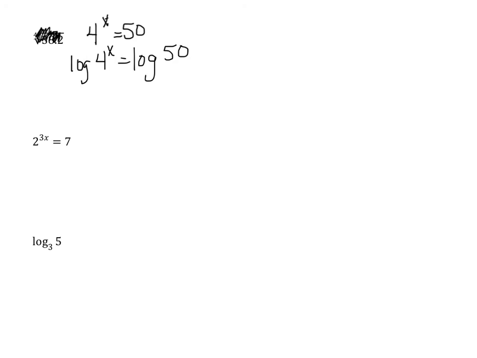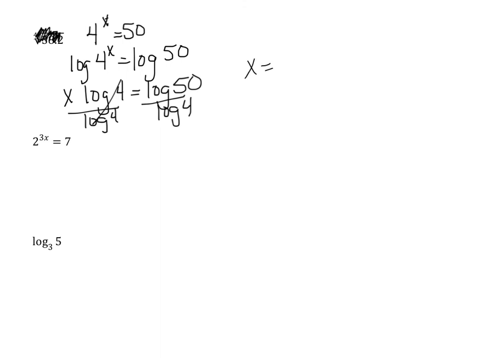Now I use my rules of logarithms, and I move that exponent out to the front. And now I've just got a product, so I can divide by the log of 4 on both sides. And once I'm here, this gets put into my calculator. Once I put that into the calculator, I find that x is equal to 2.822.